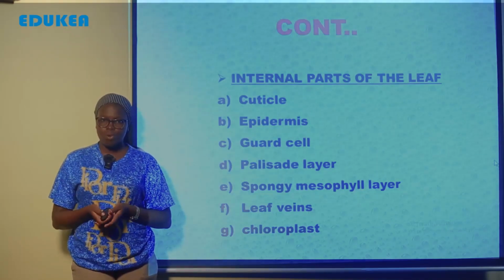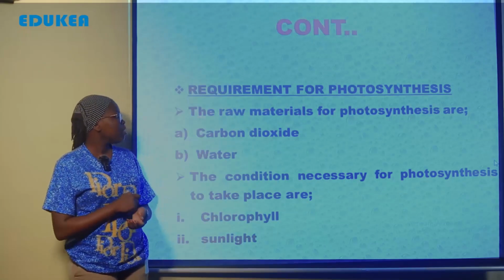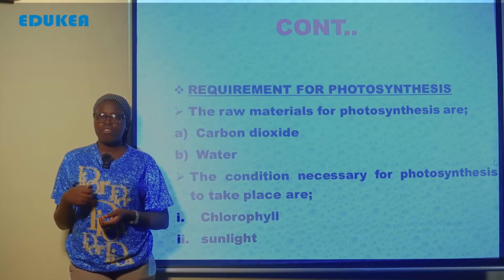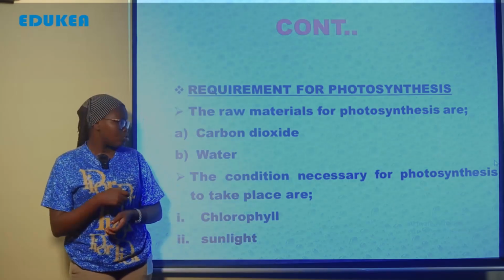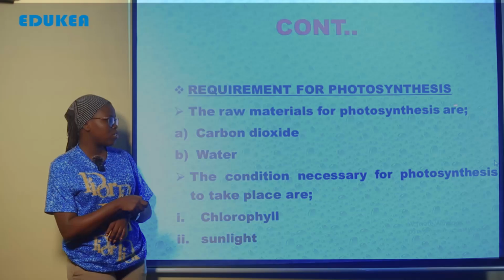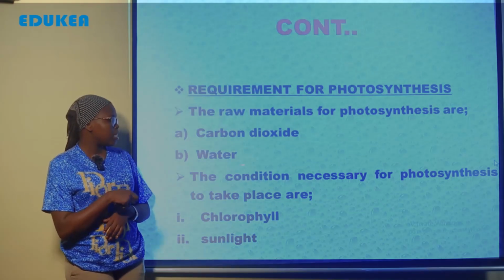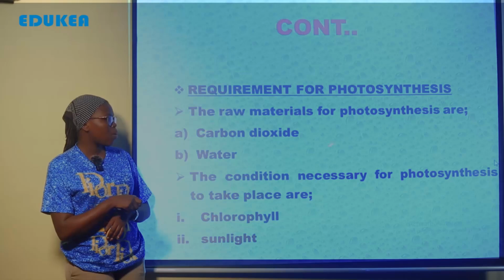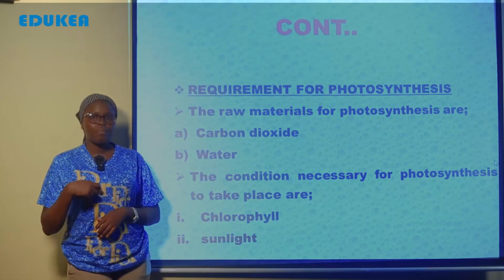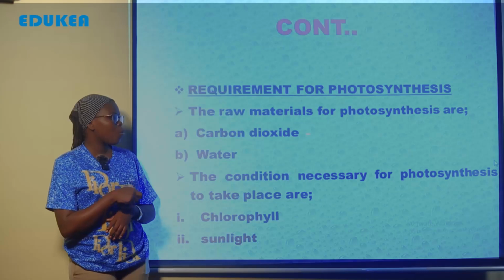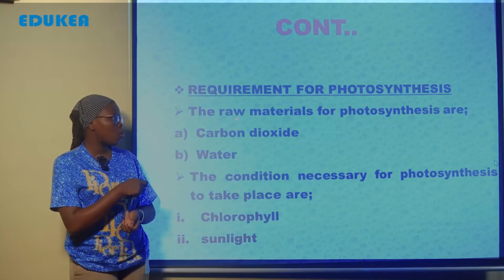Now let us see the requirements of photosynthesis. Vitu gani vinahitajika ili photosynthesis iweze ku take place? Kitu cha kwanza ni carbon dioxide. These are the first raw material for photosynthesis, and the second raw material is water. Carbon dioxide comes from the atmosphere, na hii hapa inahitajika kuweza kukombani na hydrogen through carbon dioxide fixation ili kuweza kutengeneza glucose.